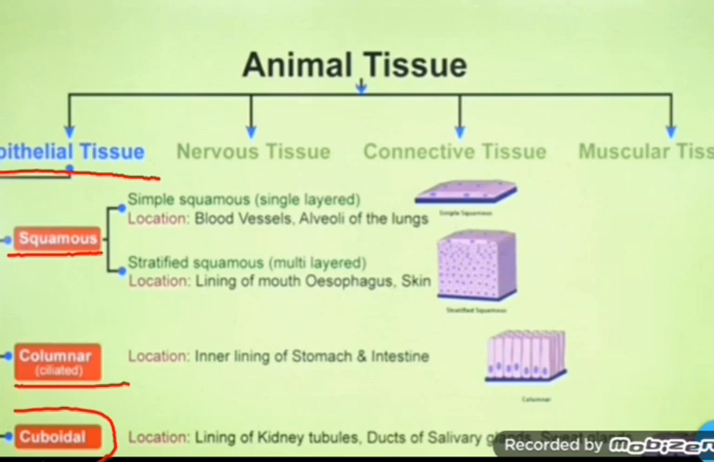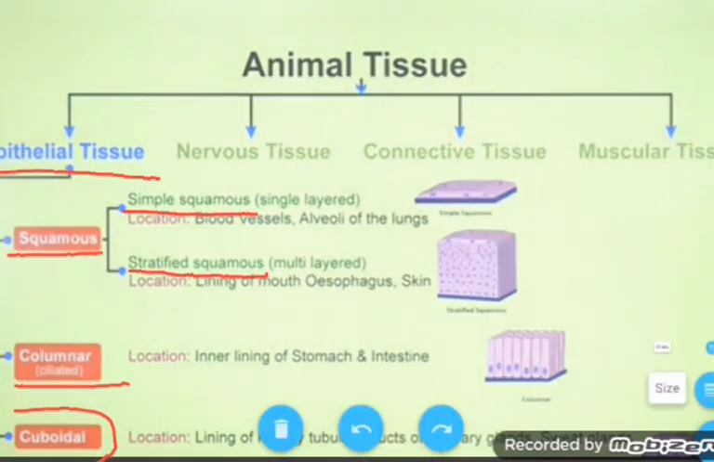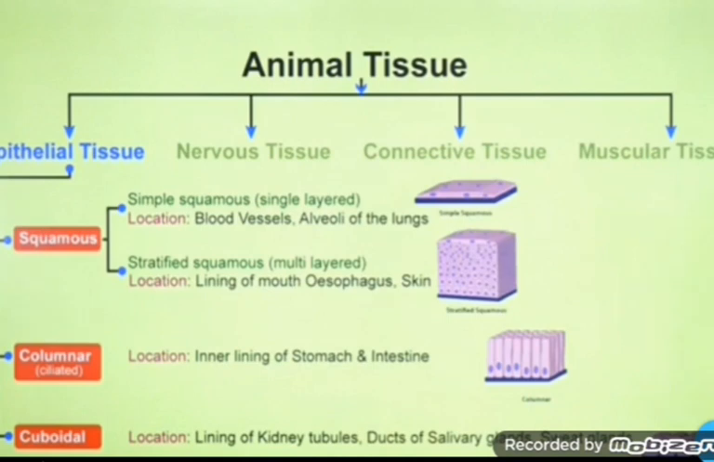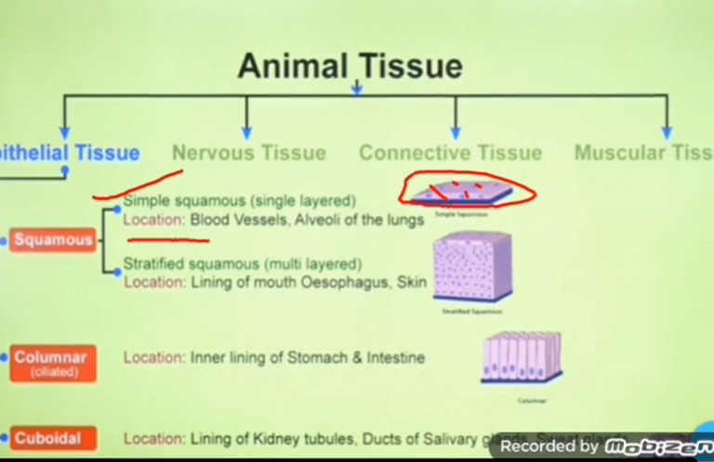Now let's see what is squamous. Squamous is divided into two types: simple squamous and stratified squamous. As the name itself says, simple squamous means it has a single layer. The small dots are the nucleus. Simple squamous is located in the blood vessels, alveoli of the lungs, etc.